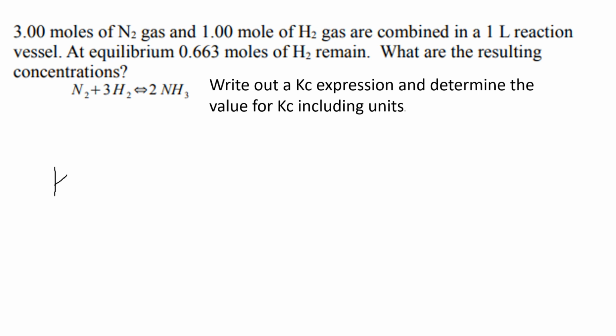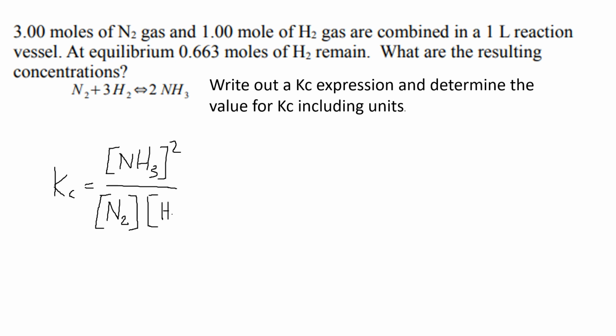So remember that Kc is products divided by reactants. So it's the concentration of the ammonia, and that needs to be squared because there are 2 moles of ammonia. And then you divide by the concentration of the nitrogen. Technically that's to the power of 1, but we don't need to bother with that. And that's times the concentration of the hydrogen, and that's cubed.